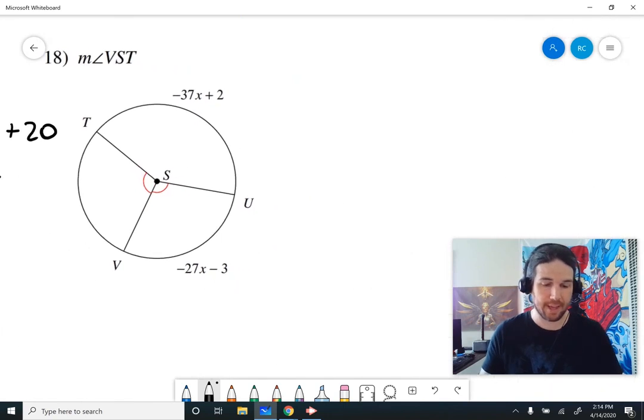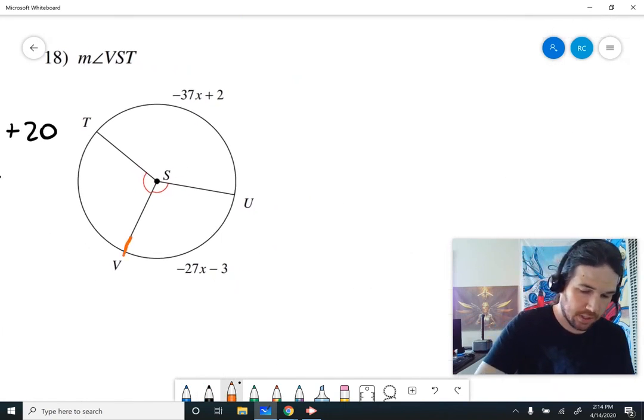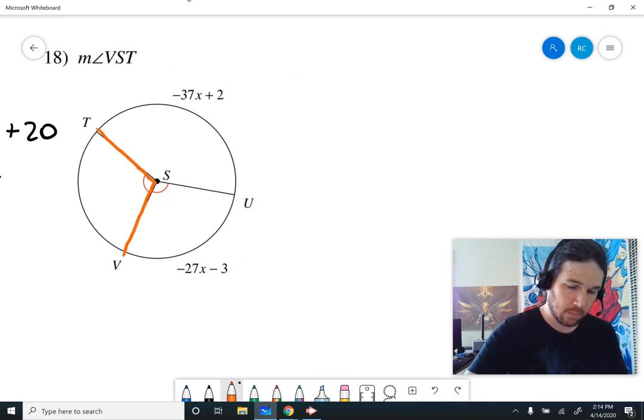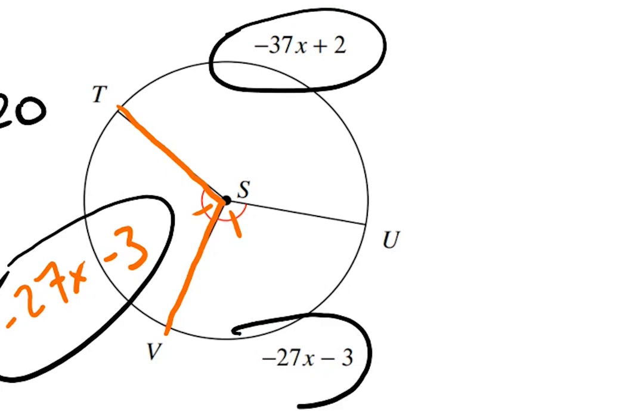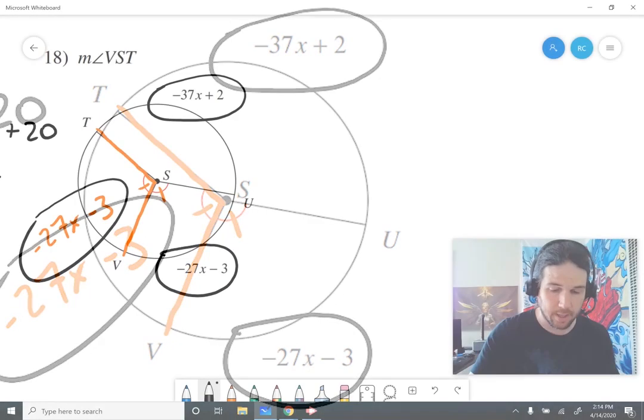We want the measure of angle VST, which is this angle right here. It happens to be congruent to this other angle, VSU, which means that this arc TV is also negative 27x minus 3. So the setup for this one is blessedly easy. Just take all three of them, add up to make 360, and then we can solve for x and then use x to find the angle.